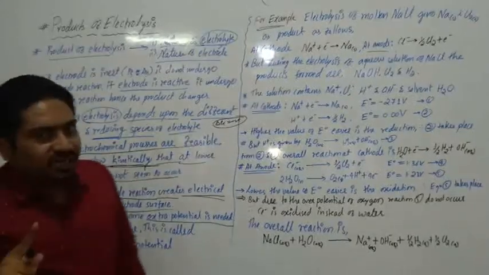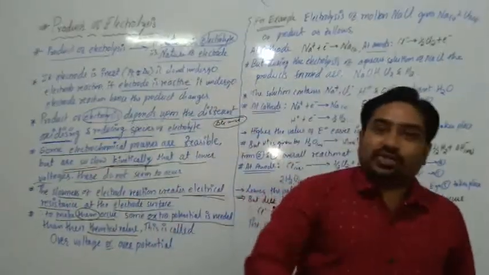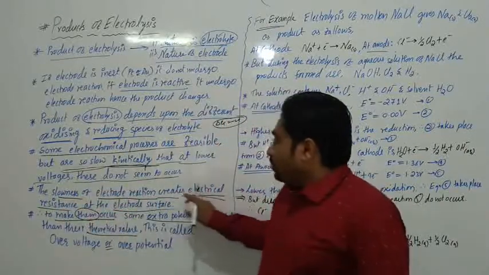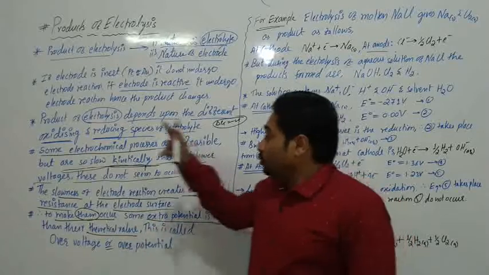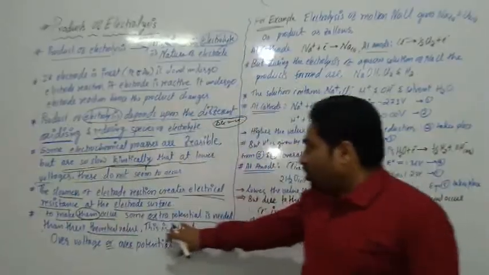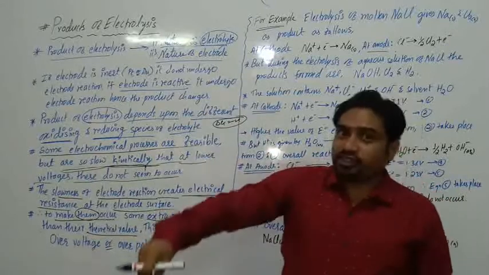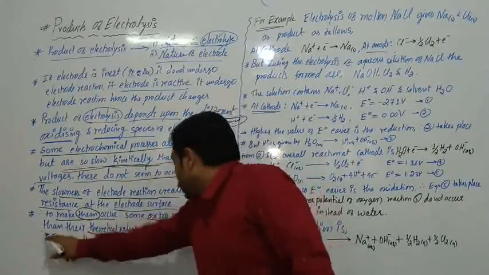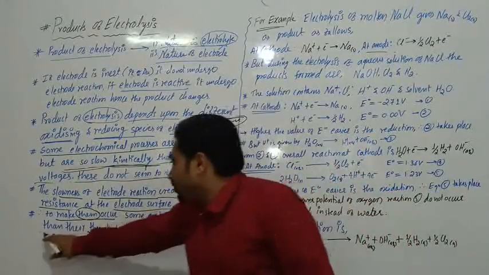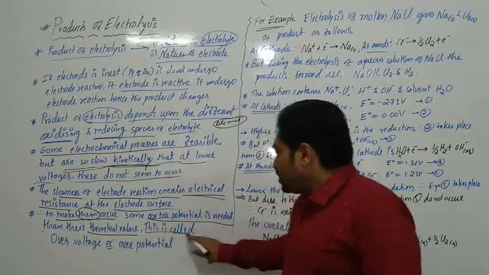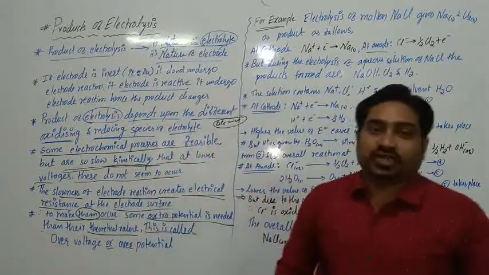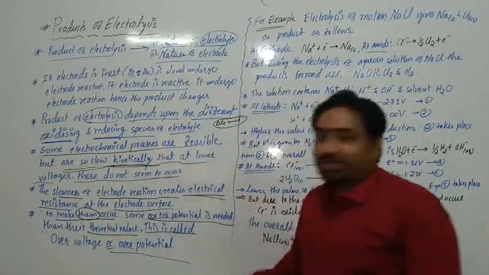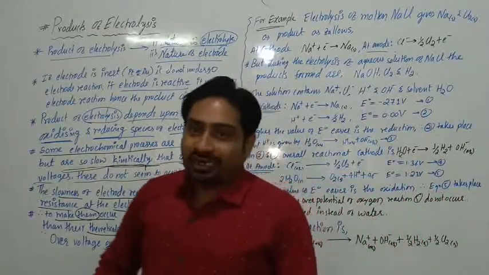See here, for each and every chemical reaction we have got some electrode potential values. But if there is a formation of electrical resistance at the surface, to make those reactions occur we have to apply some extra potential which is higher than the required value. So the extra potential needed than their theoretical value is called as over voltage. The added extra potential is called as over voltage or over potential.